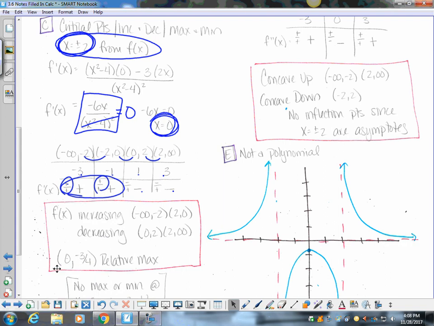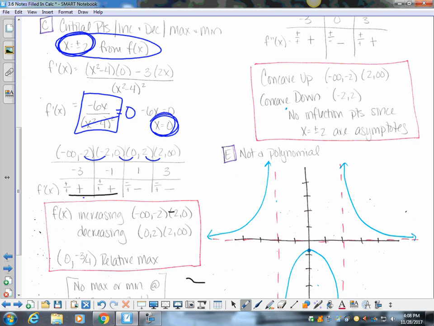Okay, so I missed a little negative right here. He should be negative. I wish I could get it. Okay. He should be negative because, let's go back and look.